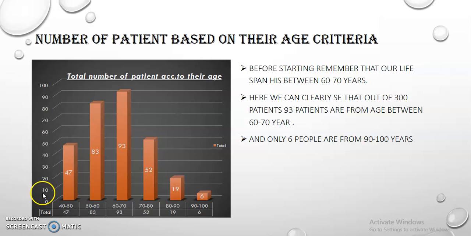We can see the age criteria between 40 to 50. Basically there are 300 patients in my data set. Age criteria between 40 to 50, 47 patients are there. Age criteria between 50 to 60, 83 patients are there. Likewise, age criteria between 90 to 100, there are 6 patients.